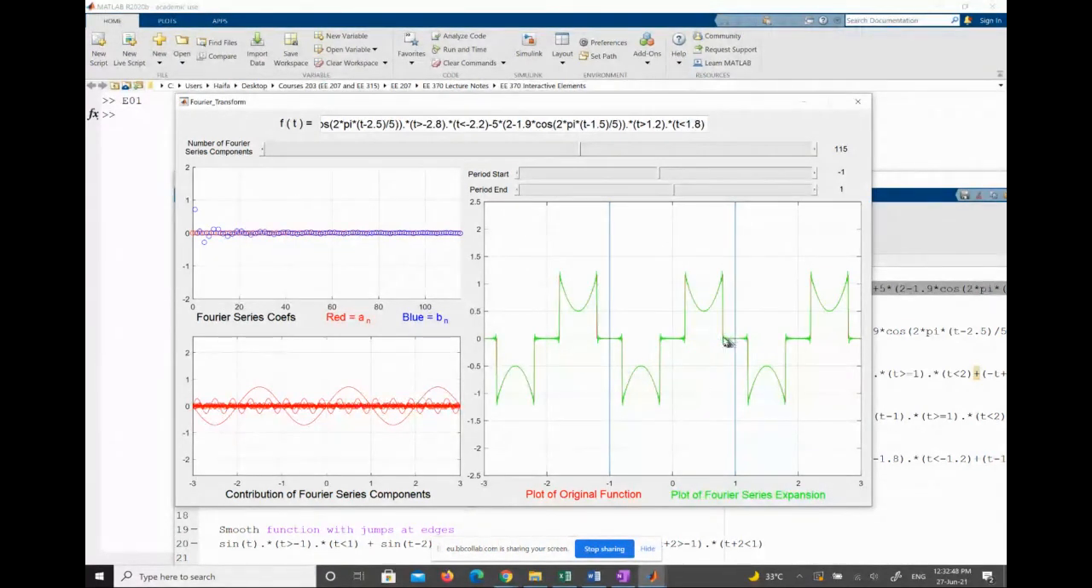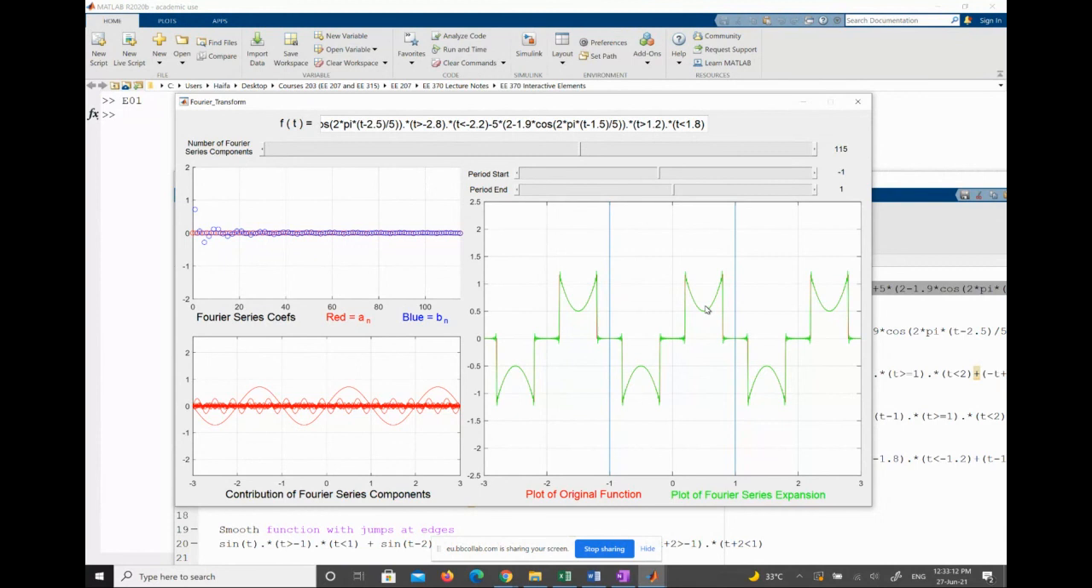Now notice how the green was able to approximate the red. Again, it's not perfect. I want to emphasize that the green is not exactly equal to the red. There are places in which it deviates from the red by a relatively large amount. But in other places, it's almost on top of the red.